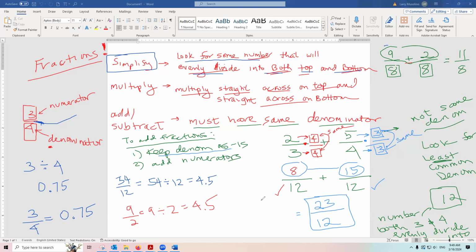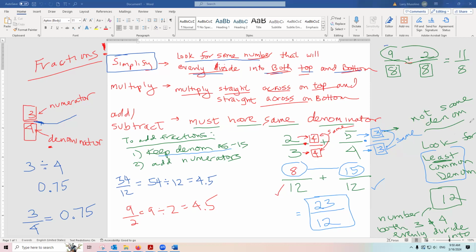Okay, so very important that if you're adding fractions that don't have the same denominator, you cannot add them. First, you've got to get the same denominators on the bottom. Then you can add the fractions. To get the same denominators, look for what's called the least common denominator. That's a number that both the denominators that you have evenly divide into.